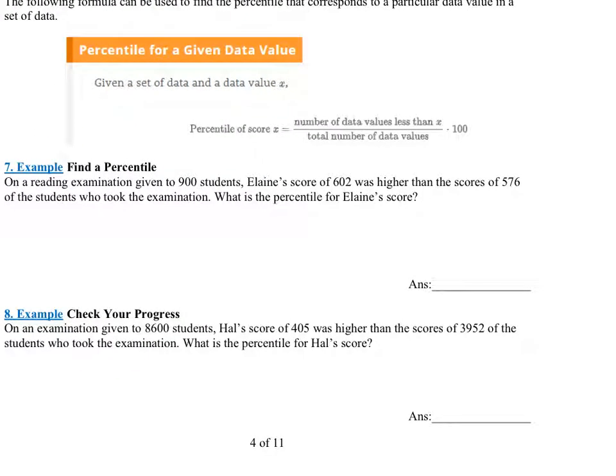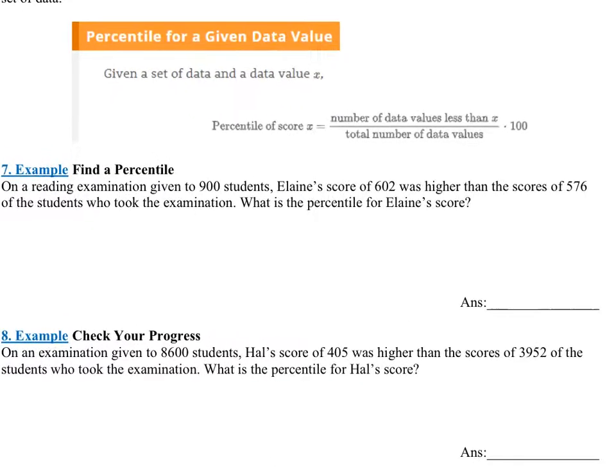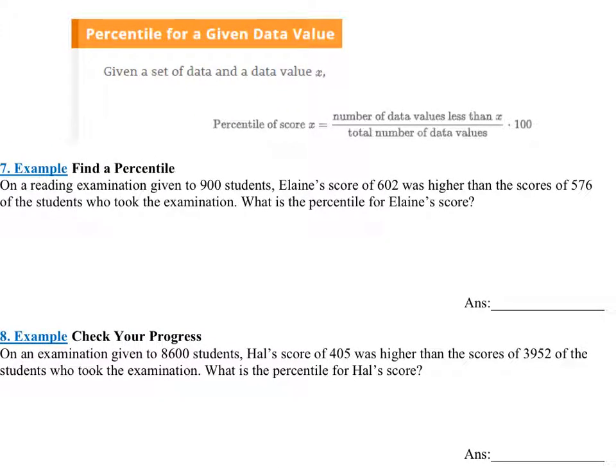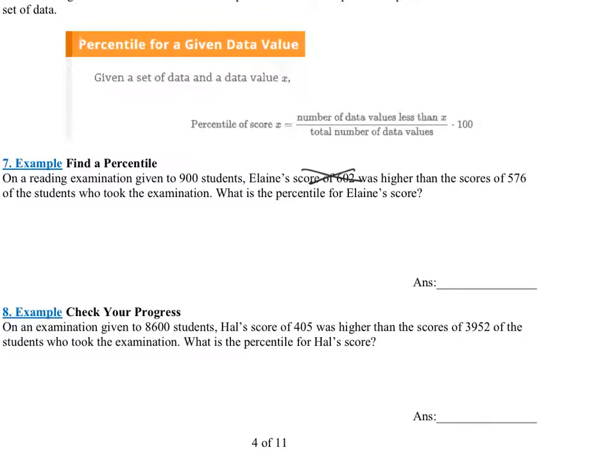So let's look at example 7. On a reading examination given to 900 students, Elaine's score of 602 was higher than the scores of 576 of the students who took the exam. What is the percentile for Elaine's score? This one tries to trick you a little bit because it gives you the score of 602. We don't care about the score of the exam. All we care about is how many were less than it and what were the total amount. So 576 were less than it. How many total students were there? There were 900 total students.